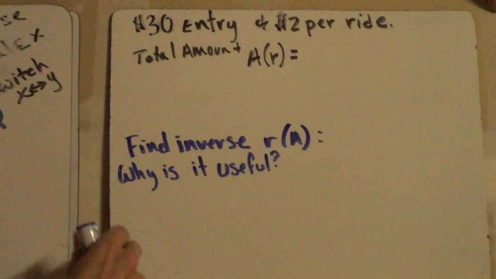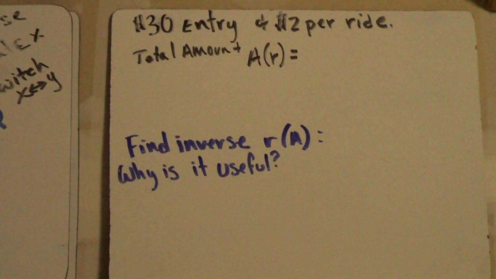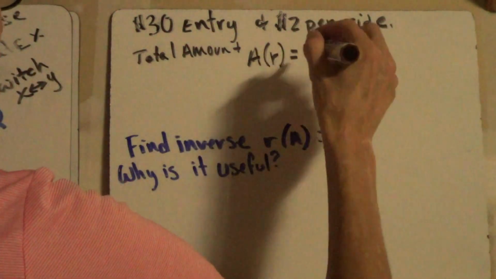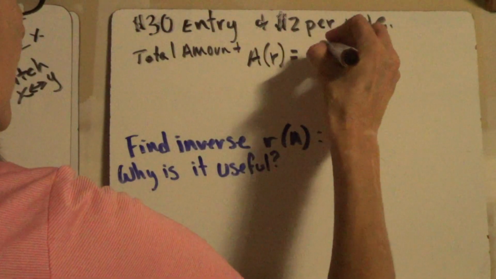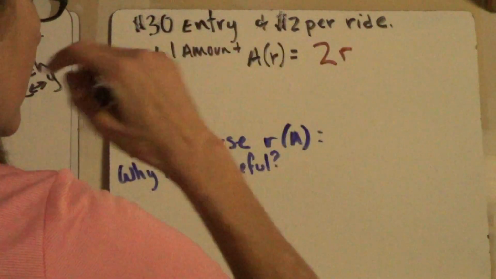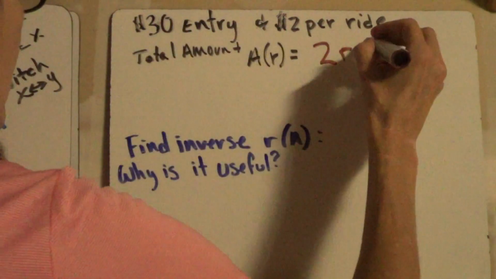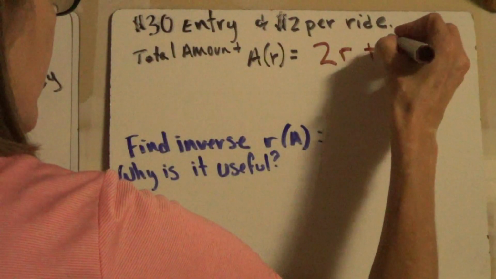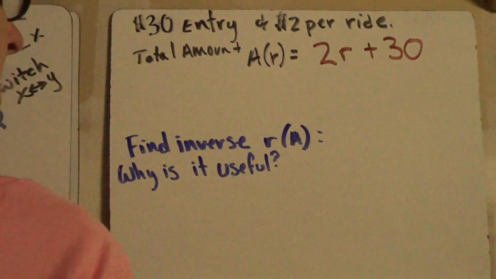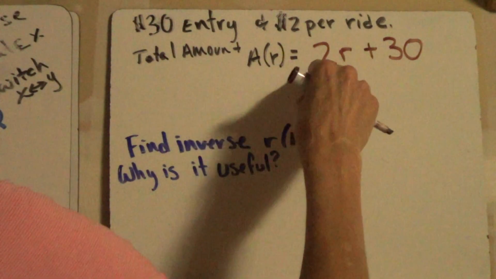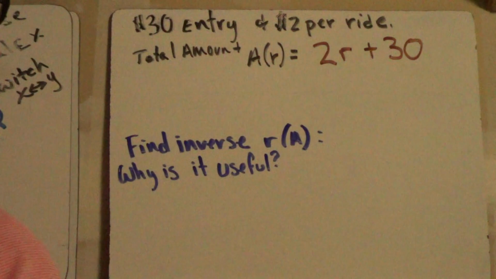Now, here's where it might come in handy. Let's say you're going to the water park, and it's $30 to get in, and it's $2 a ride. So first off, you figure out, okay, I want to take this many rides. So you go 2 times your R plus 30 for your entry. Okay? Say I want to take 10 rides, I need to have $50 to go.